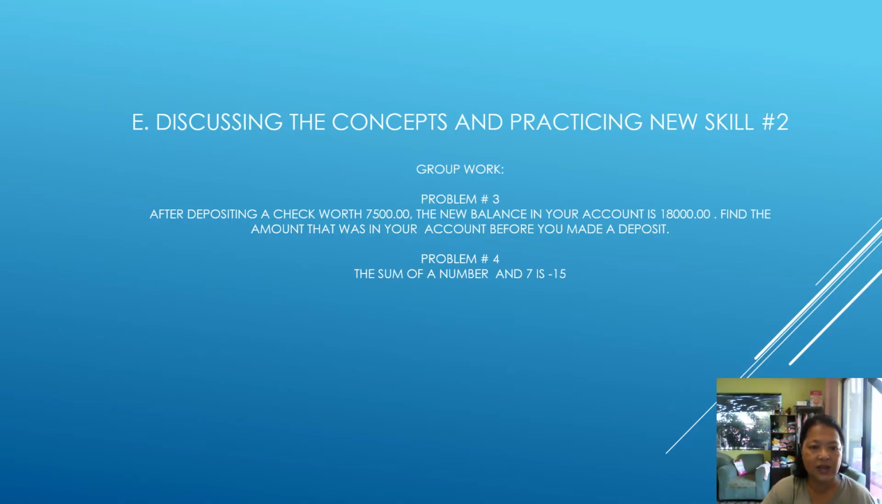So letter E, discussing the concepts and practicing new skill number 2. We are going to have our group work. Problem number 3: After depositing a check worth 7,500, the new balance in your account is 18,000. Find the amount that was in your account before you made the deposit. Okay, who would like to answer on the board? Thank you. Problem number 4: The sum of a number and 7 is negative 15. Answer on the board, please. Thank you.